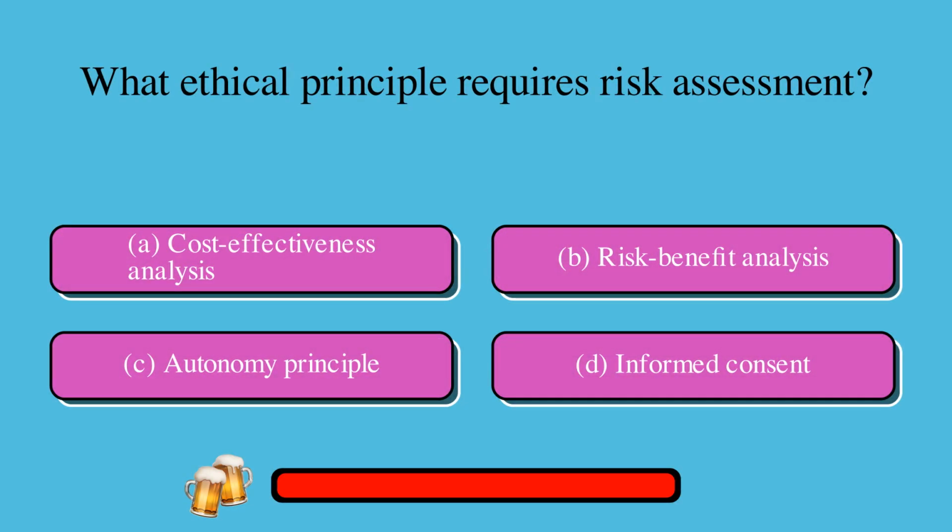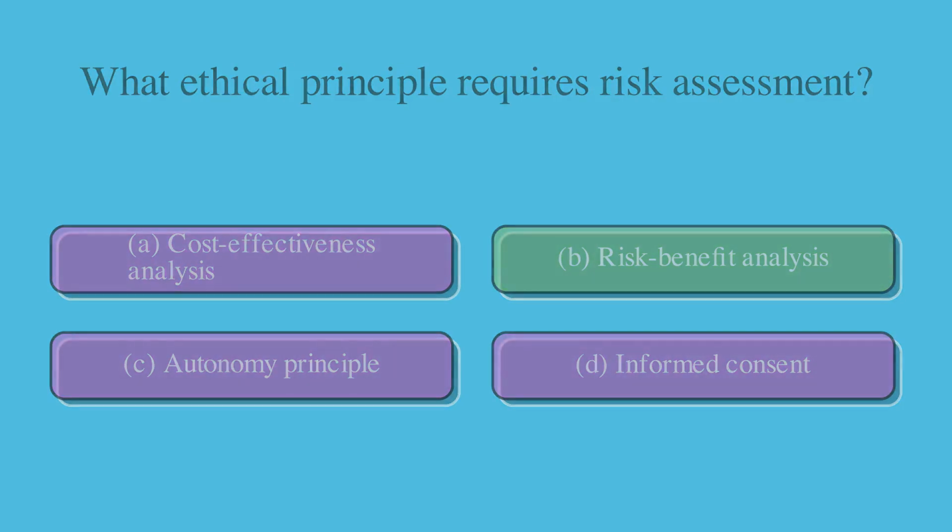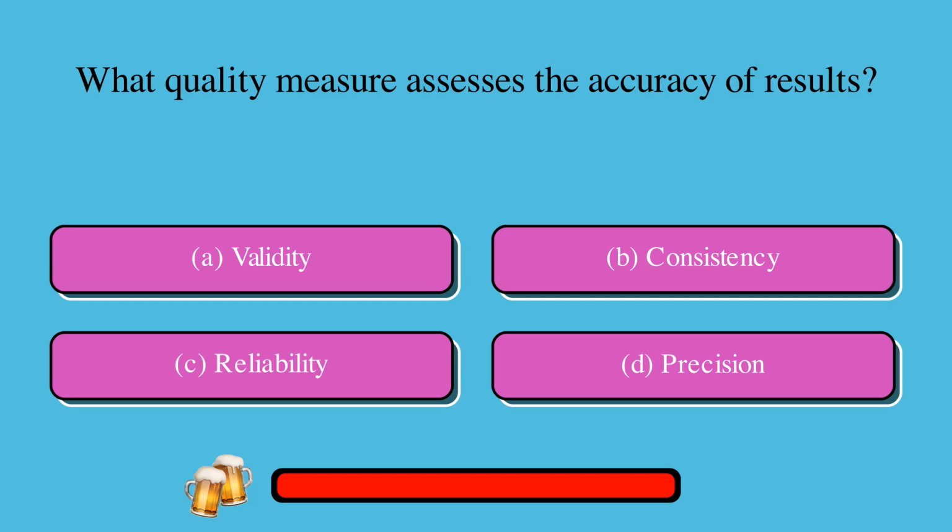What ethical principle requires risk assessment? A. Cost effectiveness analysis, or B. Risk benefit analysis, or C. Autonomy principle, or D. Informed consent? The correct answer is B. Risk benefit analysis. What quality measure assesses the accuracy of results? A. Validity, or B. Consistency, or C. Reliability, or D. Precision? The correct answer is A. Validity.